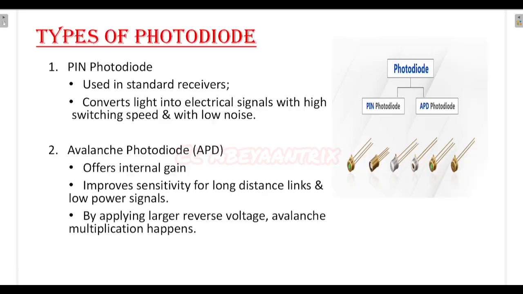Okay, next coming to types of photodiode. Actually, there are two types of photodiode, PIN photodiode and APD photodiode. PIN, as we have dealt with PIN diode in the previous lectures. Do you remember that PIN stands for P-type semiconductor, N-type, and I stands for intrinsic layer? In some types of photodiode, the intrinsic layer is present between the P-type and N-type.